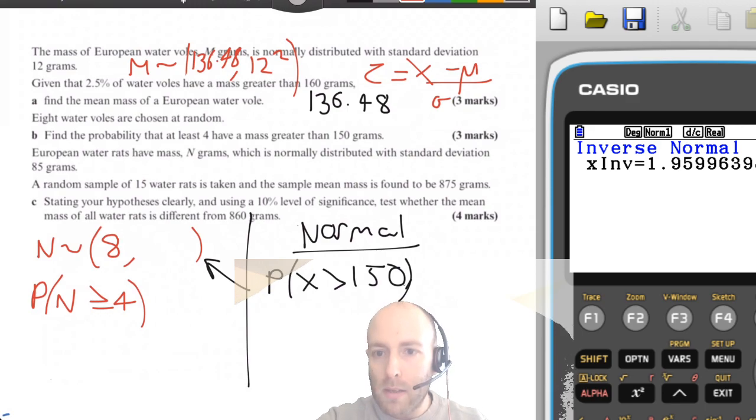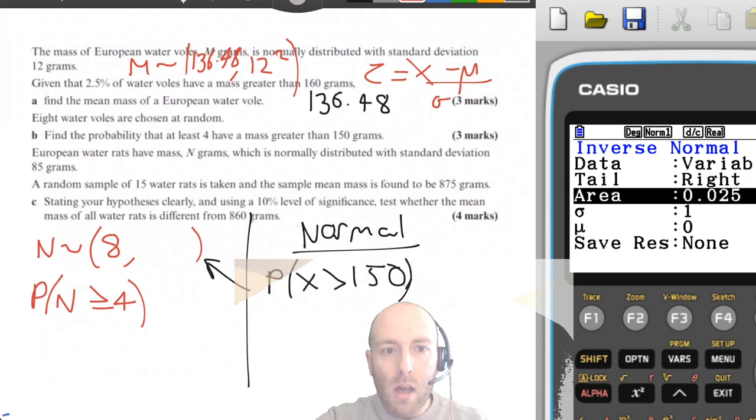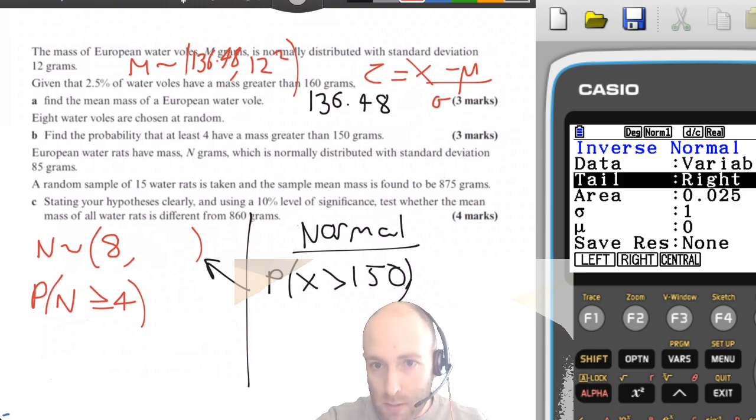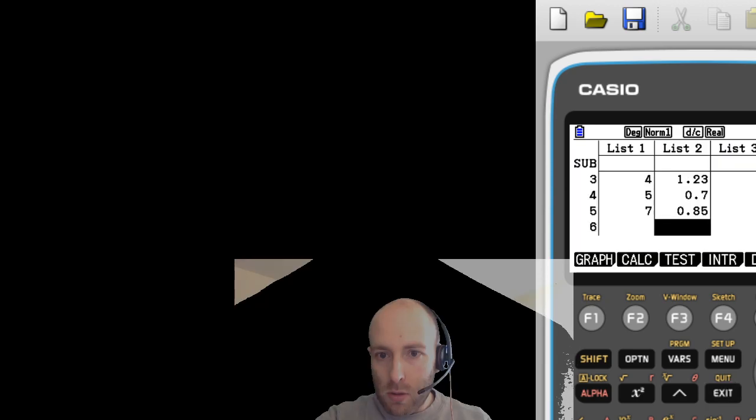So if we go back, put the tail to the right because we're greater than 150. We're not looking inverse now though. We're going distribution, normal.